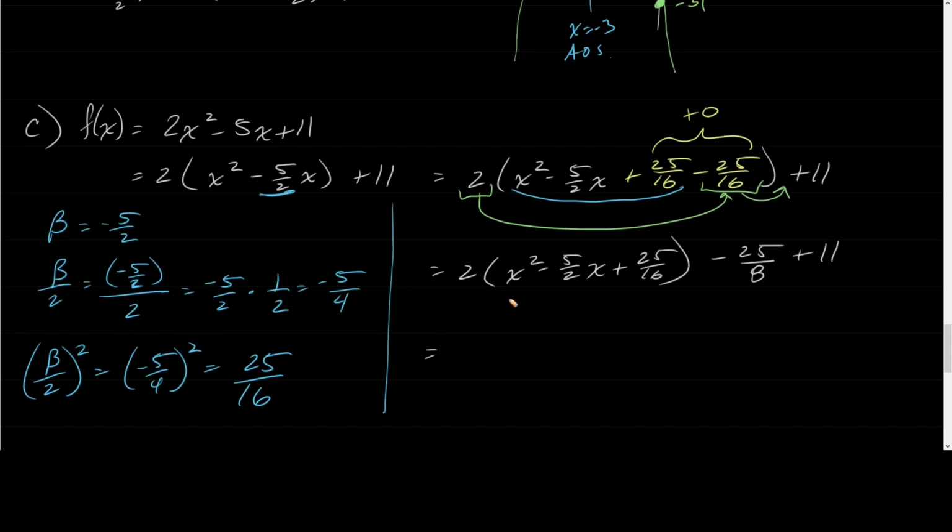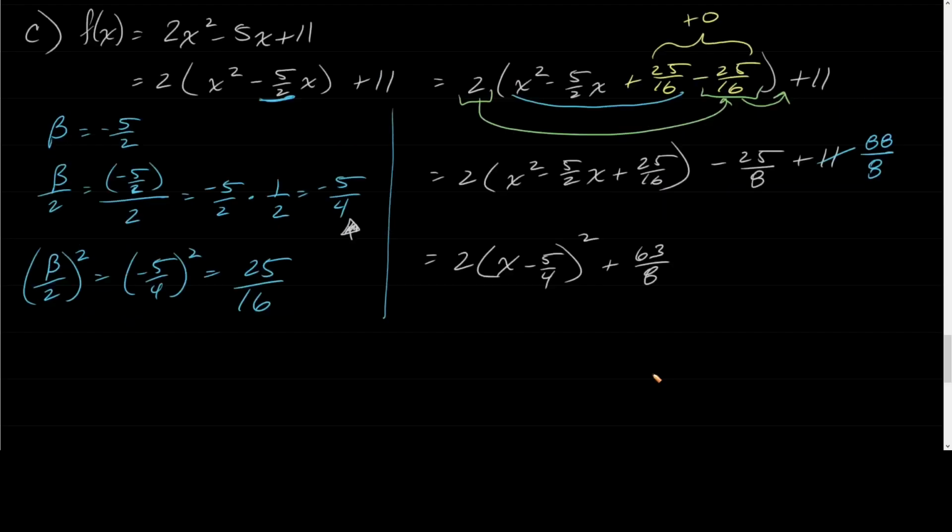At that point, we're going to say, well, these 3 always factor into the same thing, something squared. And what that something is our variable x and our beta over 2. So in this case, a -5/4. And then on the outside here, well, let's see. 11 in terms of 8 is the same thing as saying 88/8. All right. So at that point, we're going to say -25/8 plus 88/8 is a positive 63/8. All right. So that is what our function looks like in that vertex form.